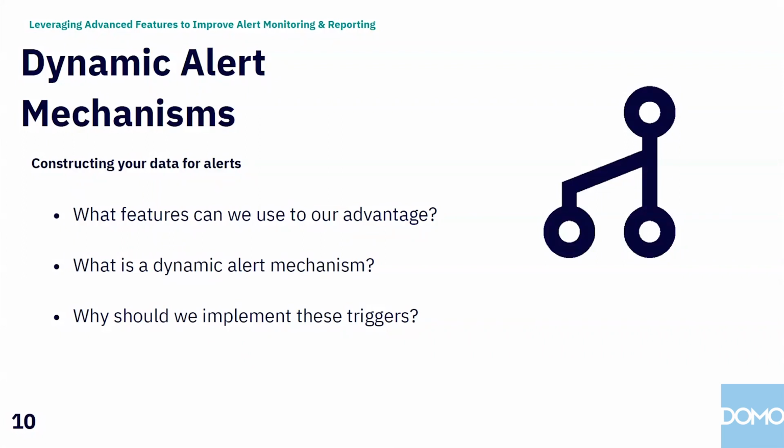So what is a dynamic alert mechanism? Essentially, your data has met some kind of condition, and that is what is going to be the basis for your alert. So why should we implement these triggers? The most obvious reason is it allows us to establish alerts inside our data that are going to continue to live moving forward in our data. So now I'm going to show you how to build a dynamic alert mechanism.